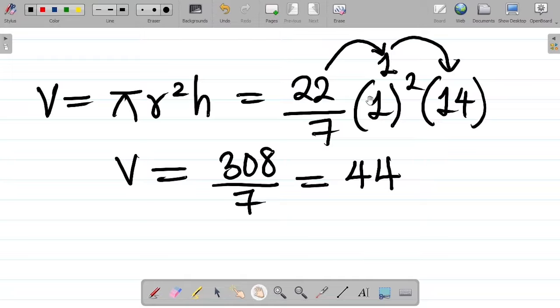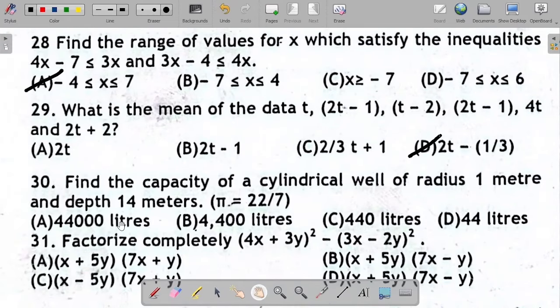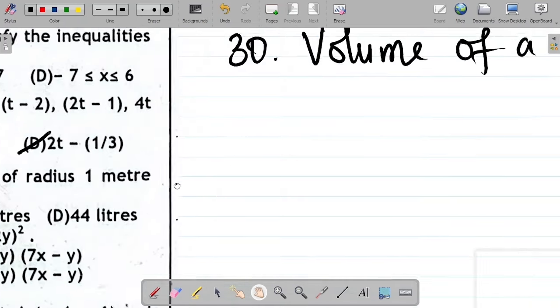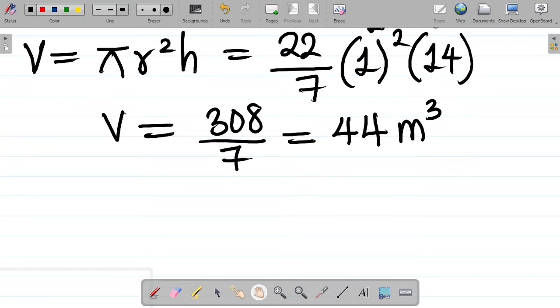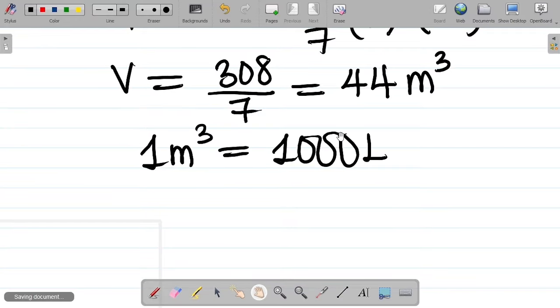But note that 1 and 14 were given in terms of meters, so that becomes meter cube. So the volume is 44 meter cube. But what do you observe? The units in the options are not in meter cube, they are in liters. So we have to convert from meter cube to liters. How do we do that? You need to note that 1 meter cube is equal to 1000 liters. So to convert from meter cube to liters, multiply by 1000.